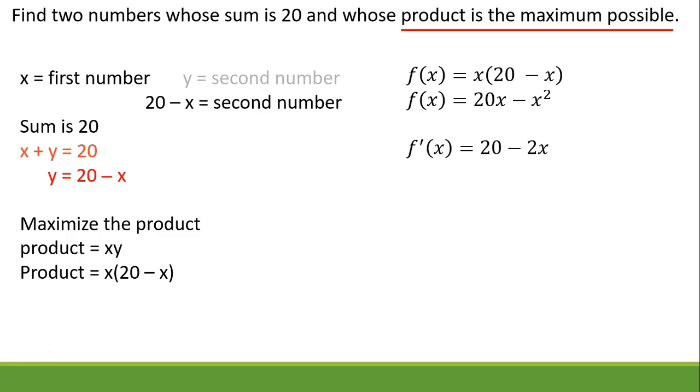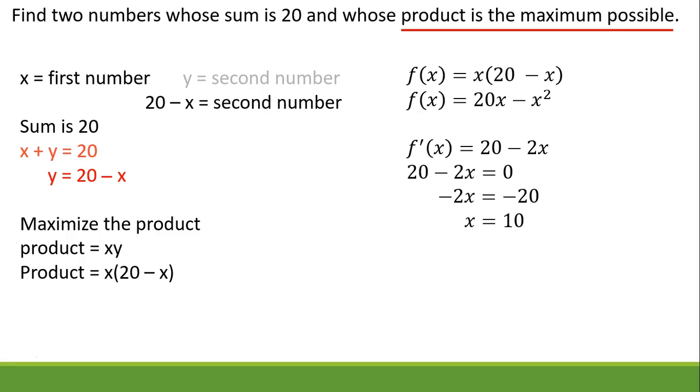Now if we take the derivative of that, we get 20 minus 2x. And we know that if we want to maximize something, we can find critical values by setting it equal to 0 and solving for our x. Now 10 is a critical value for our function, and I'd like you to think about the function and determine whether that critical value does represent a maximum.